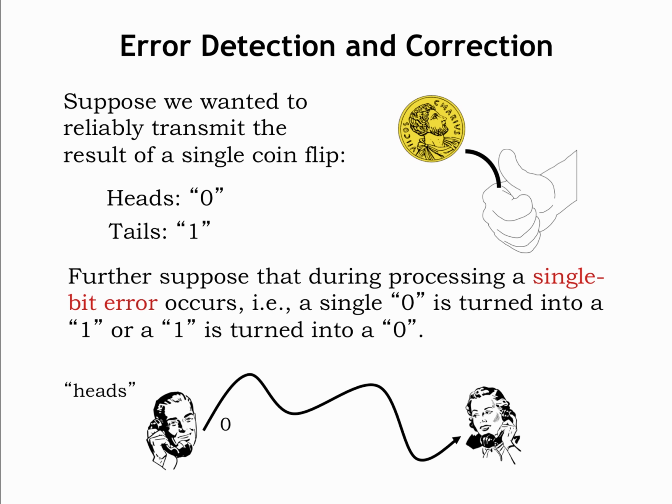Now, suppose some error occurs during processing. For example, the data is corrupted while being transmitted from Bob to Alice. Bob intended to send the message heads, but the 0 was corrupted and became a 1 during transmission, so Alice receives 1, which she interprets as tails. So this simple encoding doesn't work very well if there's the possibility of single-bit errors.